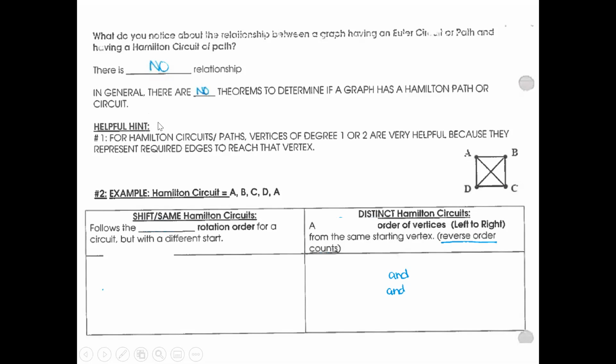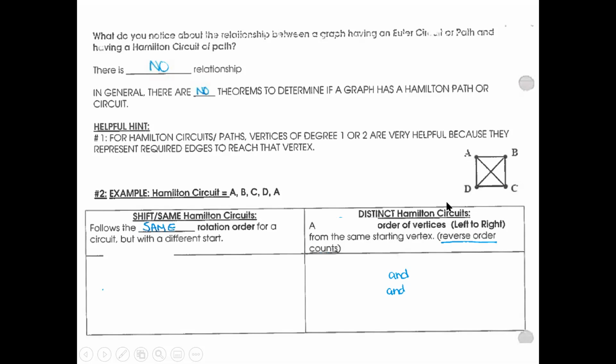Here are some helpful hints. Number 1, for a Hamilton circuit or path, vertices of degree 1 or 2 are very helpful because they represent the required edges to reach the vertex. Second, for example, a Hamilton circuit is A, B, C, D, and A. So we're going to follow the same notation order for a circuit, but with a different start.